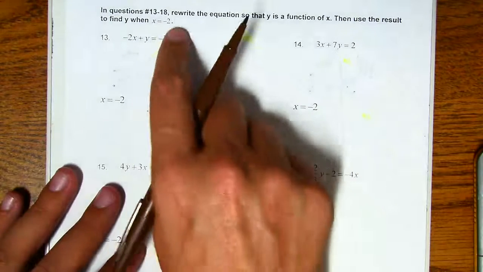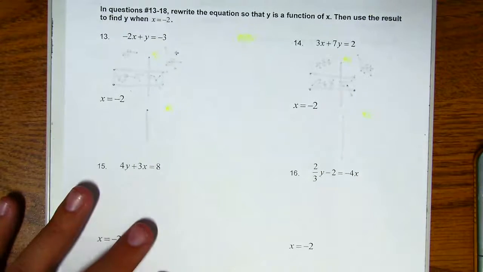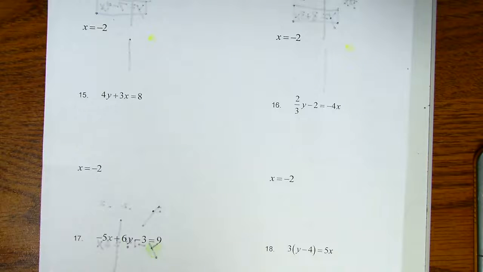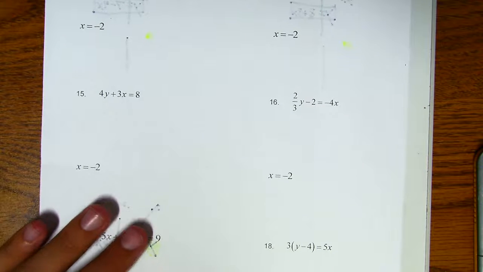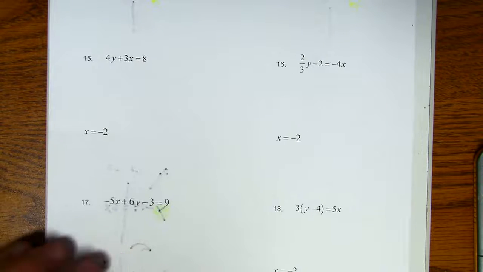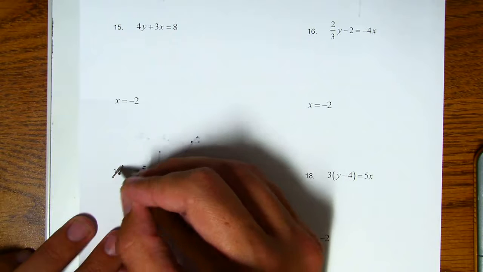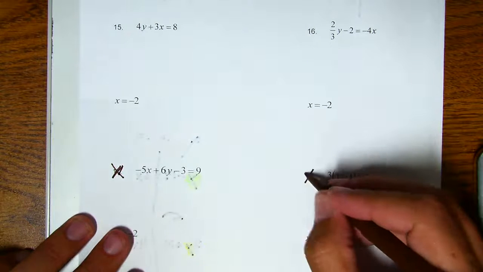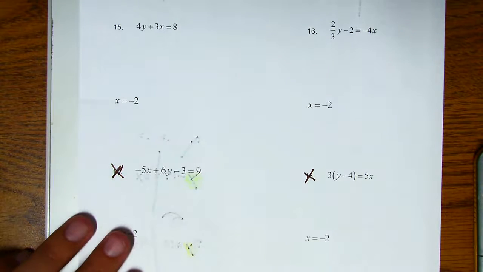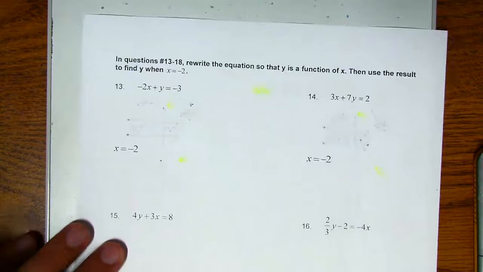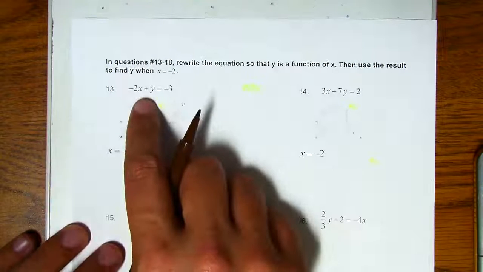So for 13 through 18, okay, this is a lot of homework today. So go ahead and you can cross out 17 and 18. If you're watching this video, you can cross out 17 and 18. If you're not watching this video, you can use the practice. No problem.